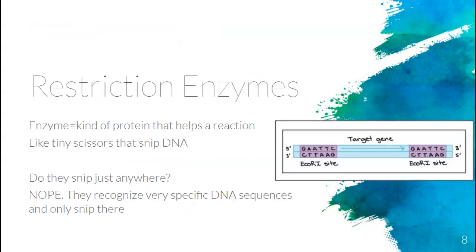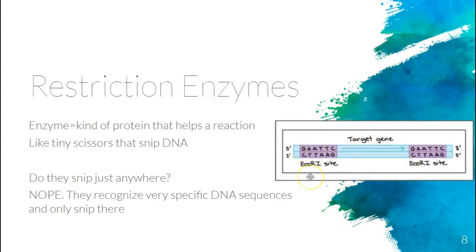Okay, how do I do that? Well, an enzyme is basically just a protein helper that helps a reaction happen. These restriction enzymes are like teeny tiny DNA scissors. They snip DNA, but not in any old place. They snip DNA at very specific parts of a DNA sequence. So let's say right here, this is the gene that we want. That's that insulin gene. There's lots of different enzymes.